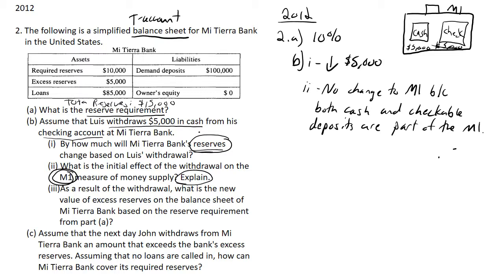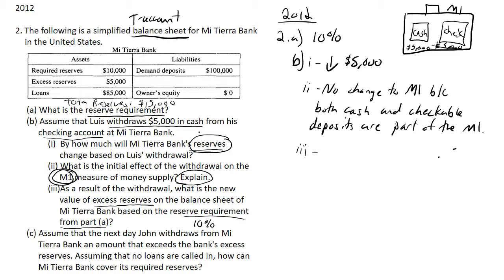As a result of the withdrawal, what is the new value of excess reserves on the balance sheet of Mitiera Bank based on the reserve requirement that we found in part A? So let's remind ourselves, guys, that the reserve requirement was 10%, and this is the one that students usually get wrong, so please make sure you're paying close attention here. The common mistake that students make is they say that excess reserves will go down to 0 because there were $5,000 of excess reserves. He withdrew $5,000 out, so doesn't that mean that there's 0 excess reserves now? And the answer to that is no. And let me try to explain why that is.